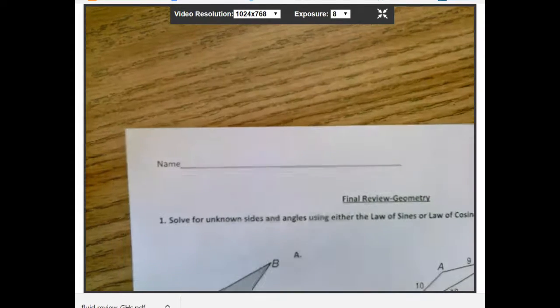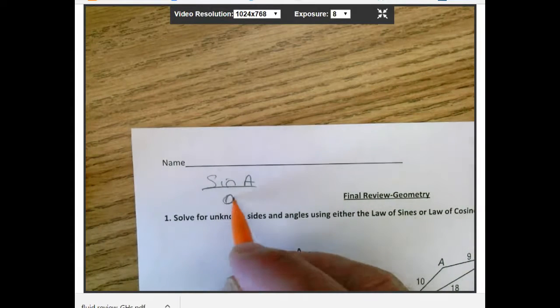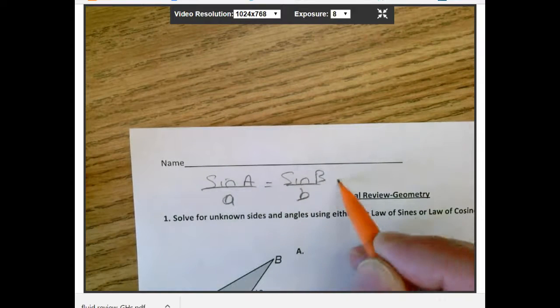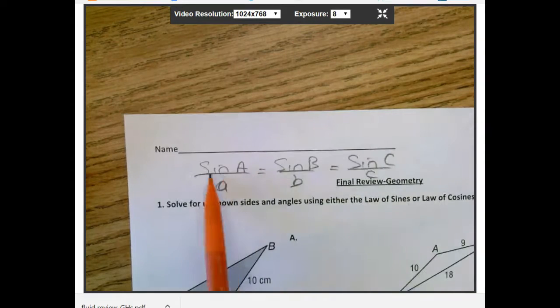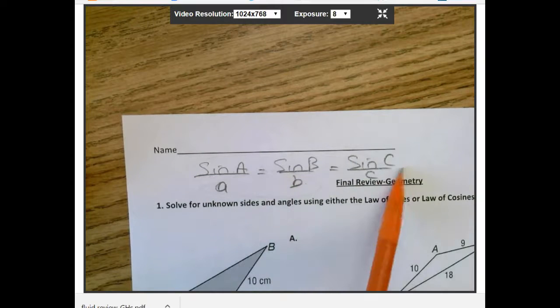So if we were looking at the law of sines, it would be sine A over lowercase a equals sine B over lowercase b equals sine C over lowercase c. And we know that there's a ratio that exists between these angles and these sides. Okay, so we're going to use that for law of sines. But there's only certain cases you can use this one.